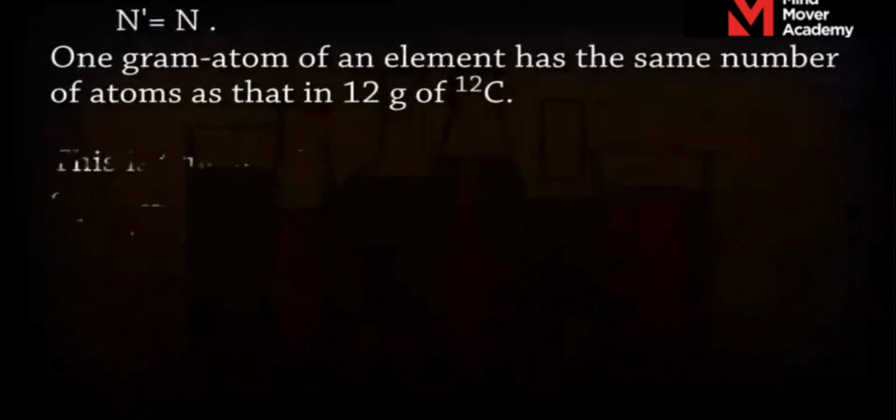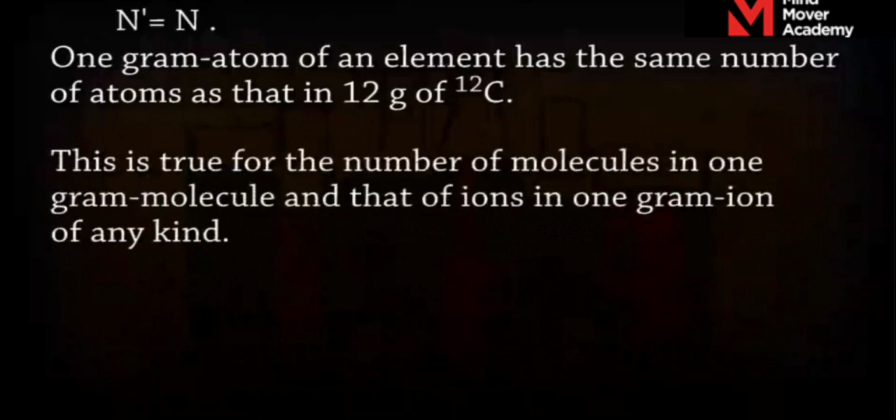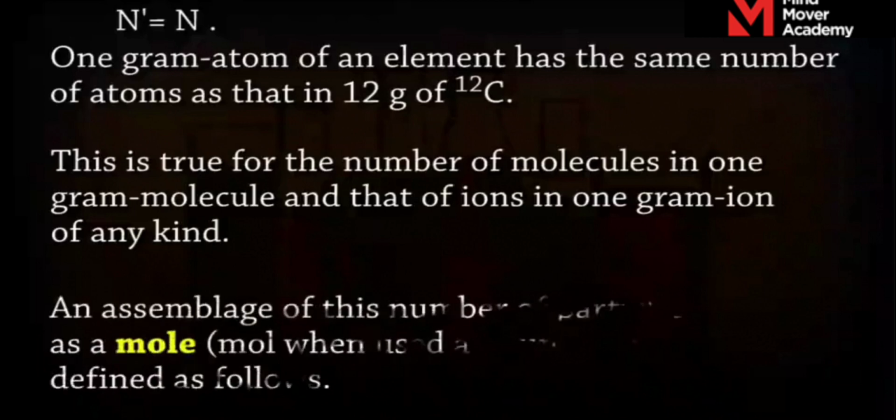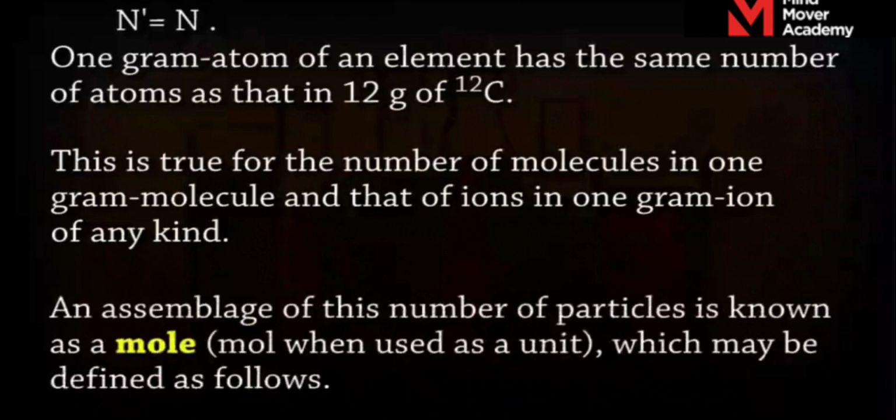We can easily prove this to be true for the number of molecules in 1 gram molecule and that of ions in 1 gram ion of any kind. An assemblage of this number of particles is known as a mole. Mole, when used as a unit, may be defined as follows.